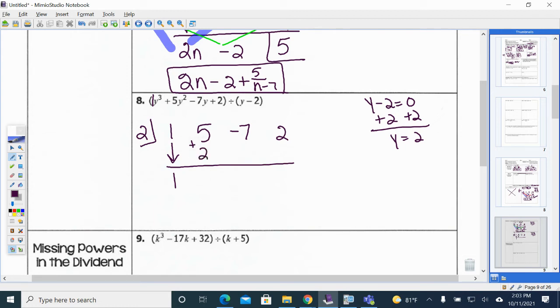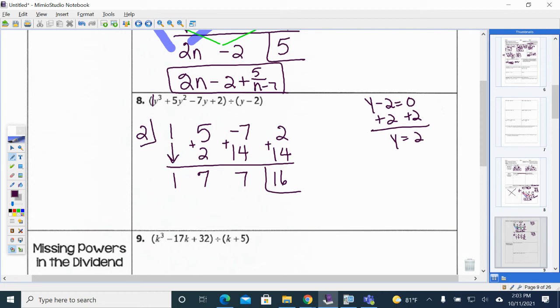5 plus 2 is 7. 2 times 7 is 14. Negative 7 plus 14 is 7. 2 times 7 is 14. And 2 plus 14 is 16. And again, I forgot to draw that little box for my remainder.